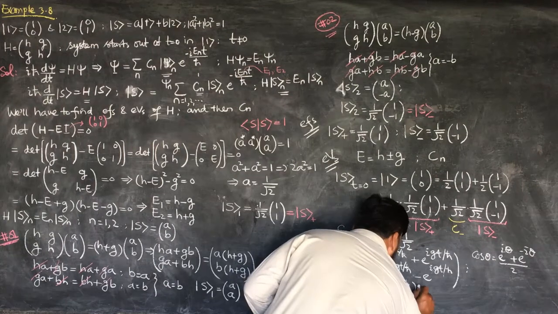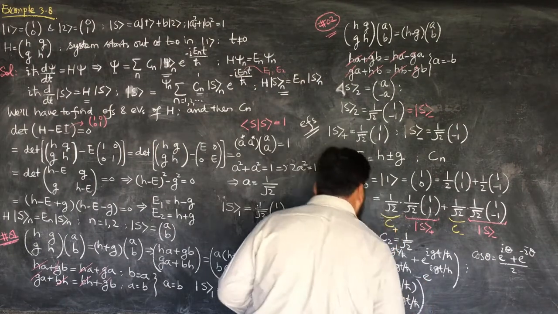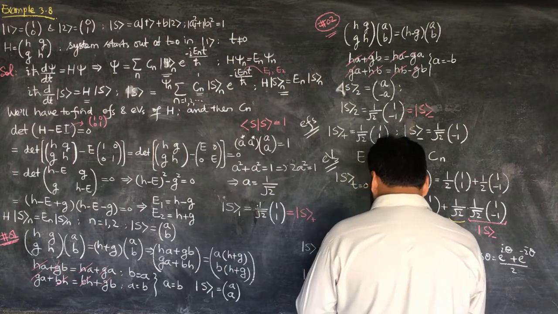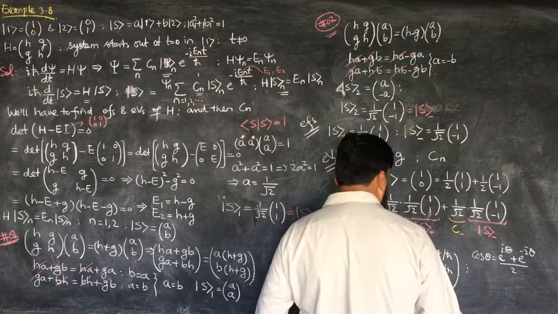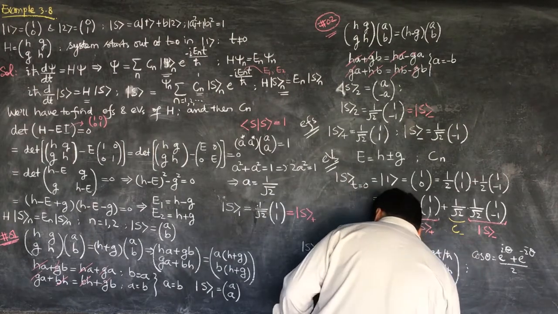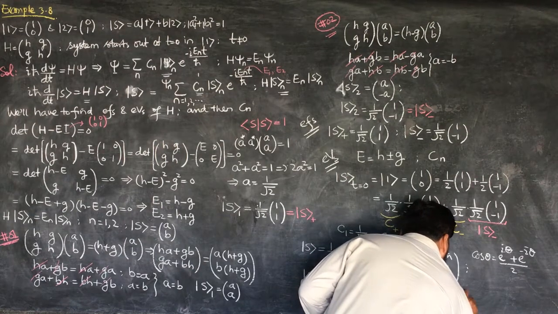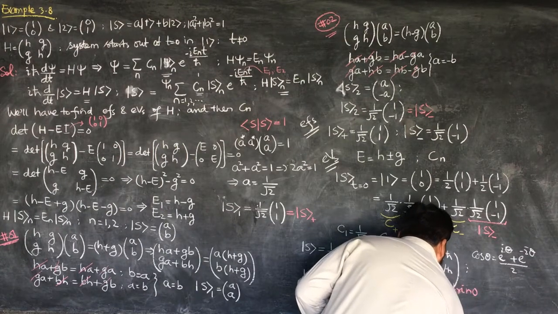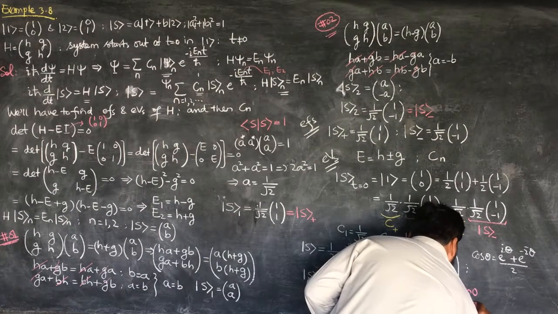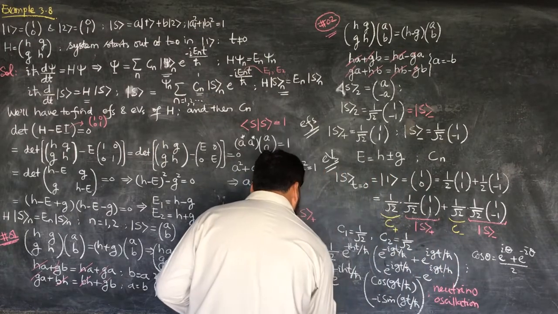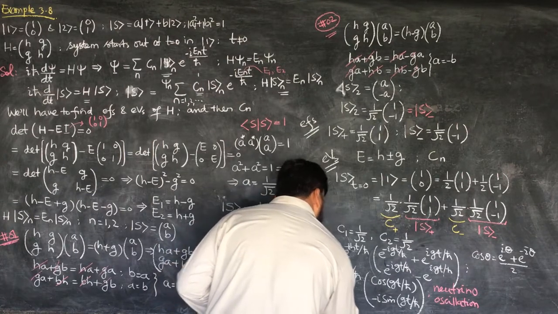So this is our final result, and this is a very crude model for neutrino oscillations. Neutrino oscillations crude model is this one. So this is our final result.